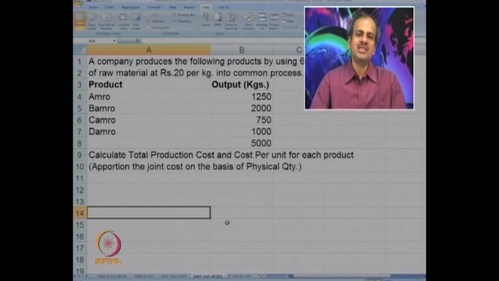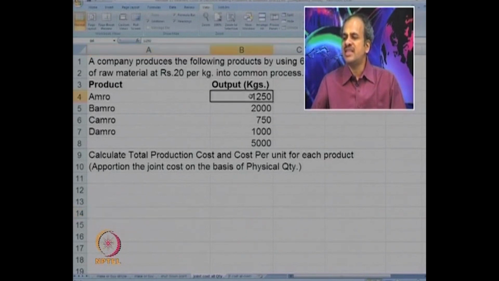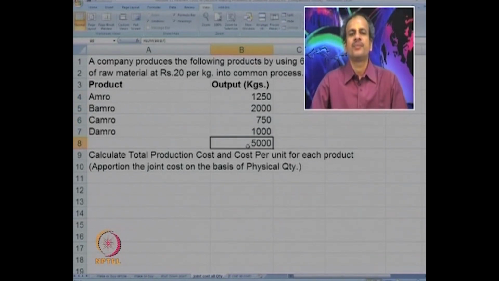The raw material cost is 20 per kg and 4 products emerge: Amro, Bamro, Camro and Damro. The total output you can see is 5,000. The total production cost and cost per unit is required to be calculated. Now here the basis given is only the physical units or the weights in kgs. So it is very simplistic. We can get the total cost and then divide it appropriately based on the output.